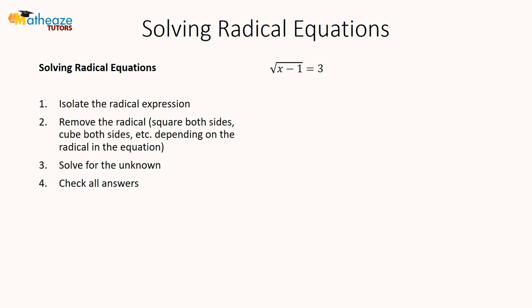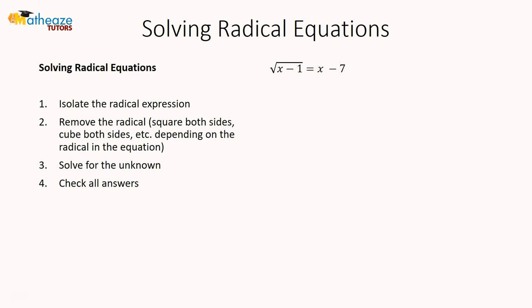In this case, the first thing we want to do is to see if we can isolate the radical expression. Here, the radical expression is already isolated. So we have a square root, and we're going to square both sides. So x minus 1 is equal to 9. We add 1 to both sides, and we see that x is equal to 10. Let's look at the next example.